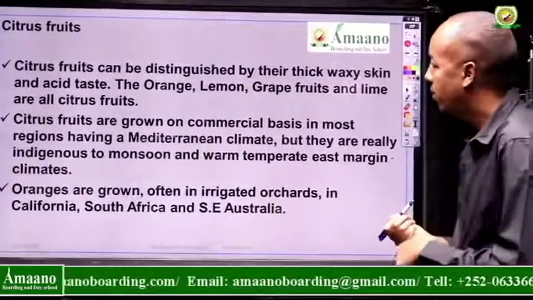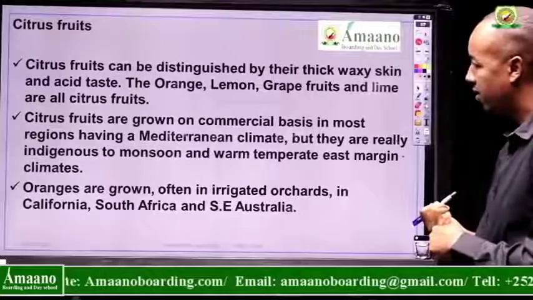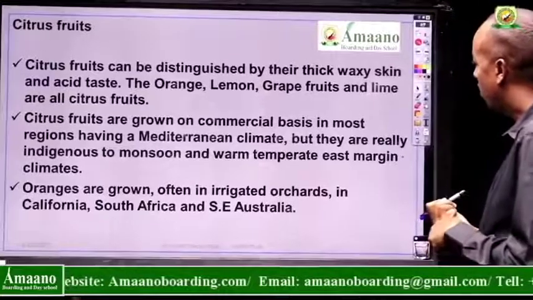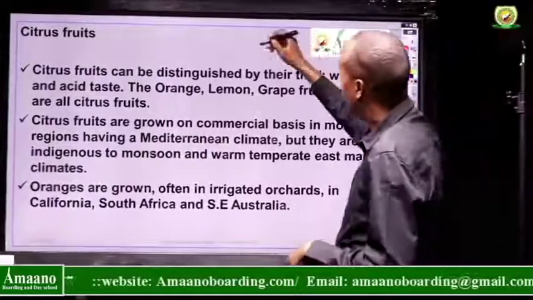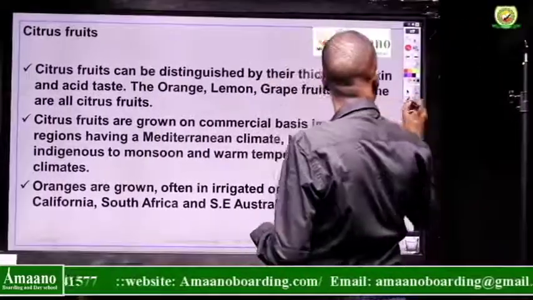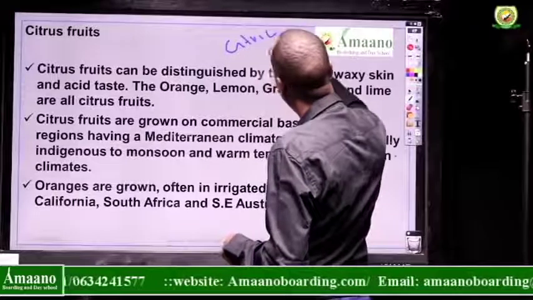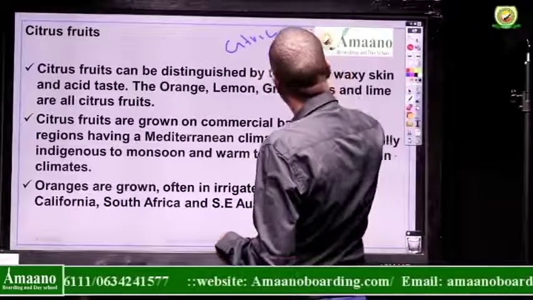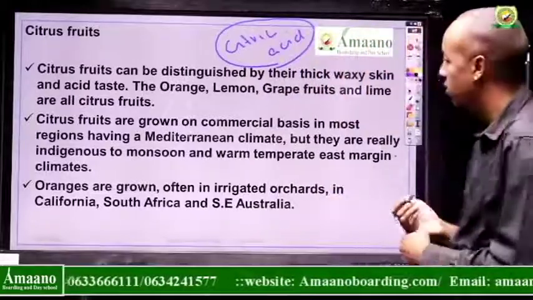Citrus fruits can be distinguished by their thick waxy skin and acid taste. The orange, lemon, grapefruit, and lime are all citrus fruits. Most of them have the type of acid called citric acid. Citric acid is the acid that is mostly found in citrus fruits.